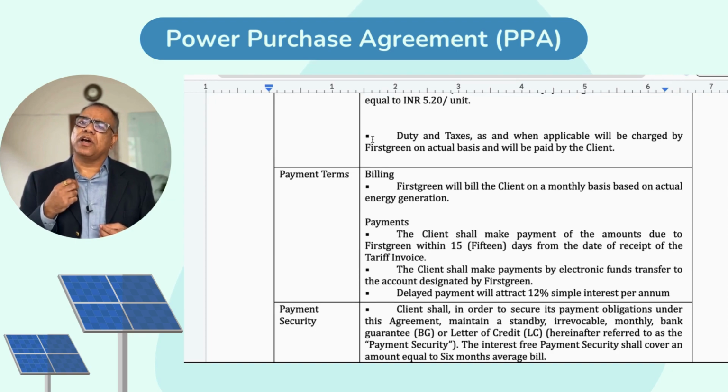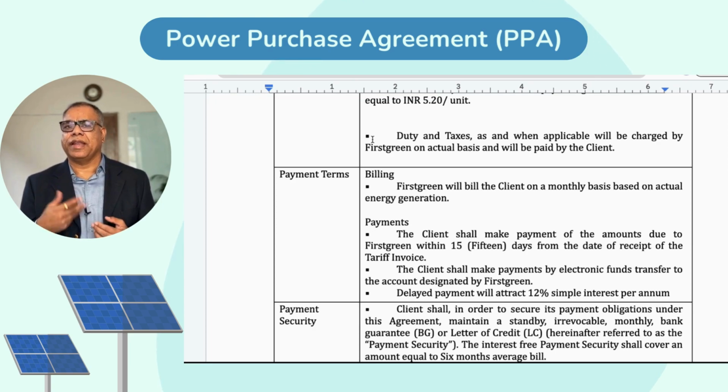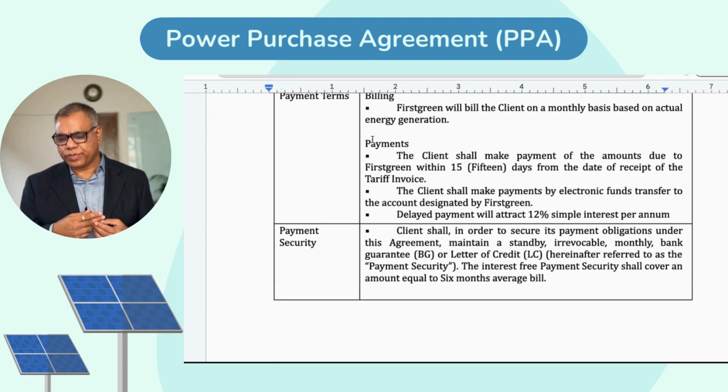The PPA also defines the payment terms. Typically, you raise the invoice and the invoice should be repaid by the off-taker within 15 days. If the off-taker fails to pay the invoice for the monthly electricity sale within 15 days, then there is a penalty clause for failing that, which attracts an interest of typically 1% per month on whatever outstanding bills.